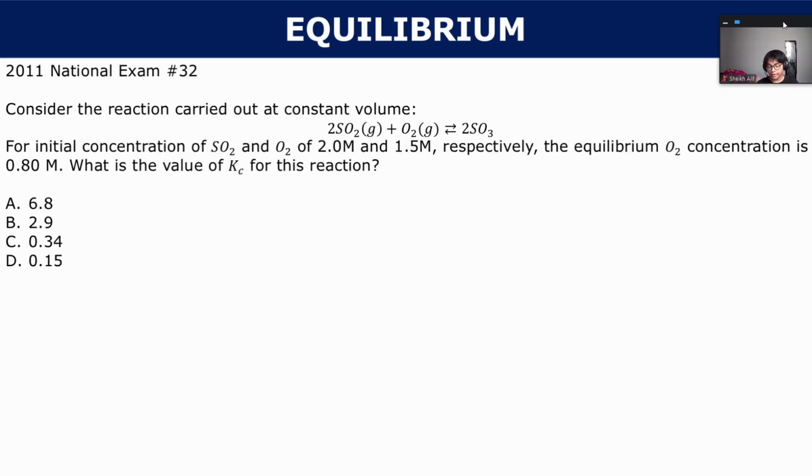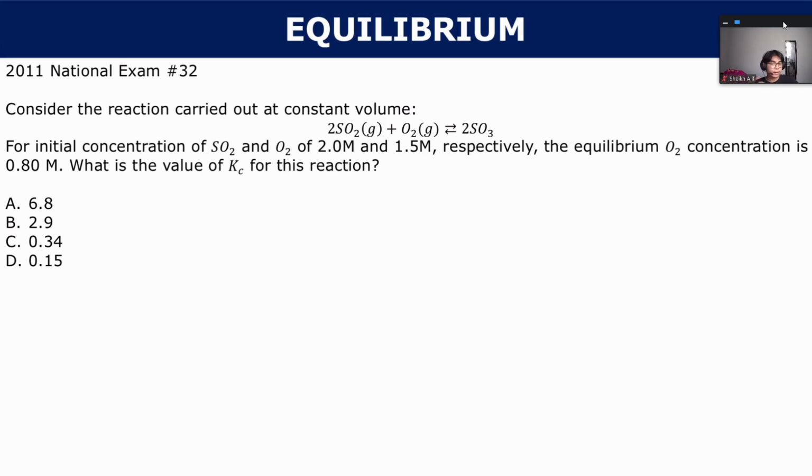Consider the reaction carried out at constant volume. For initial concentrations of SO2 and O2 of 2 molar and 1.5 molar respectively, the equilibrium O2 concentration is 0.8 molar. What is the value of Kc for this reaction?